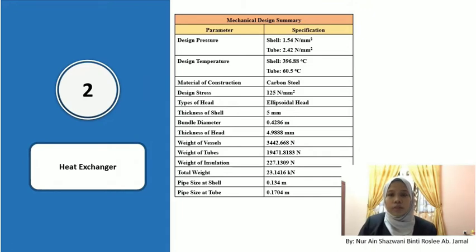Next, the table shows the summary for the mechanical design. The pressure and temperature were obtained from the simulation for the shell and tube side. The material of construction used is carbon steel. This is because it is stronger and more durable than others, such as stainless steel. Since the pressure is below 15 bar, the ellipsoidal head has been used as the head because it is more economical for operation below 15 bar.